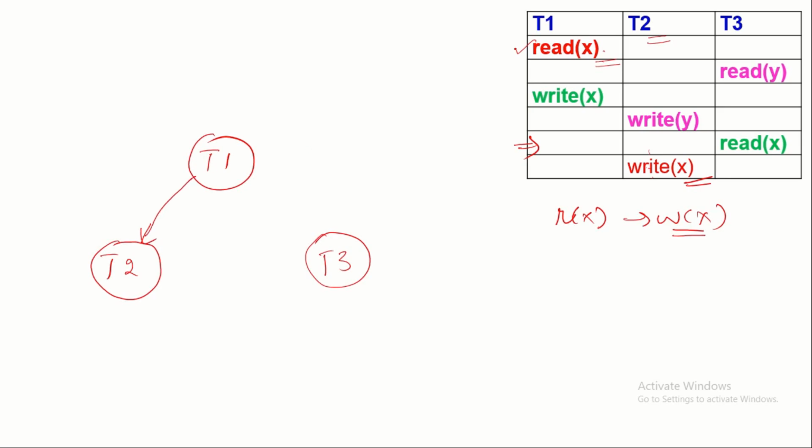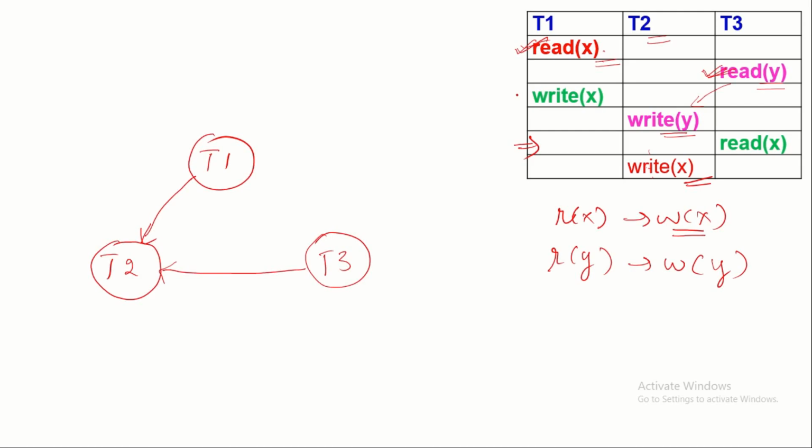Then, yes, we checked this operation. Next, this is the next instruction in the schedule. Then, this read on Y is in conflict with write on Y, right? So is there any such instruction performed by either T1 or T2? Yes, T2 is doing the conflict operation. That's why we have to draw an edge starting from T3 to T2. So according to this, we have to draw an edge from T3 to T2. So we have completed this.